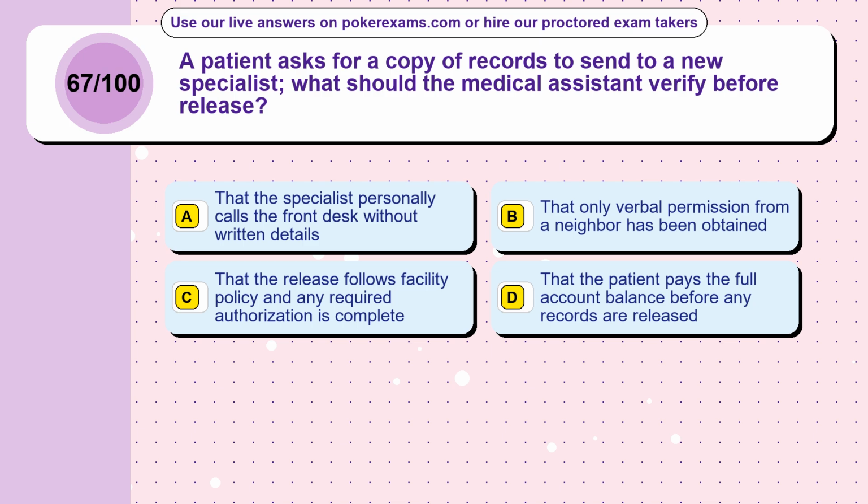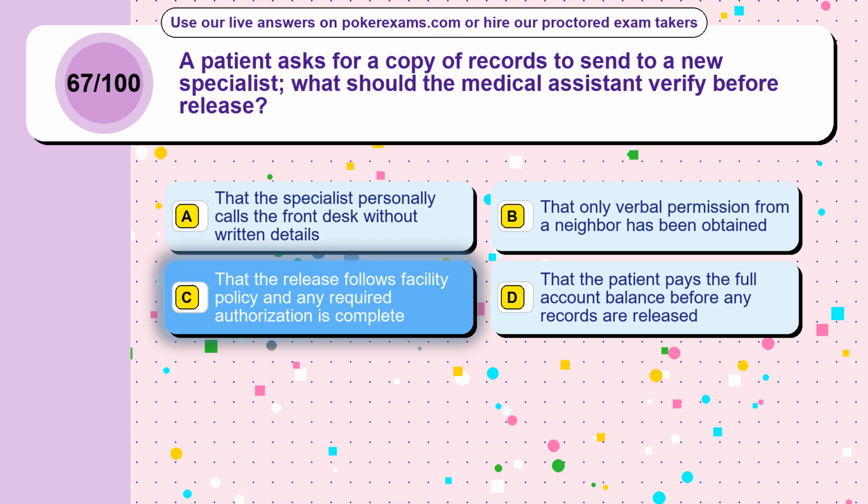That only verbal permission from a neighbor has been obtained. Option C. That the release follows facility policy and any required authorization is complete. Option D. That the patient pays the full account balance before any records are released. The correct answer is option C. That the release follows facility policy and any required authorization is complete.